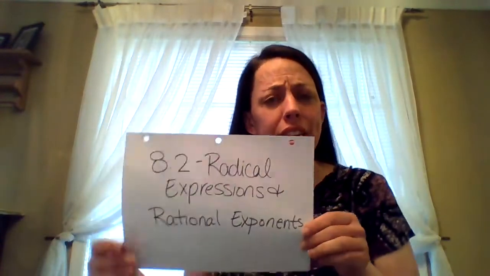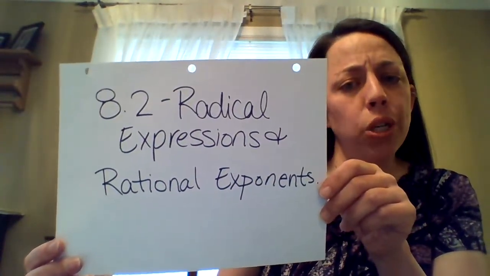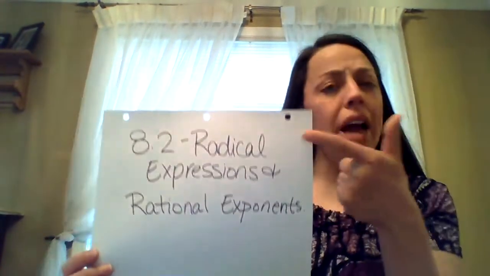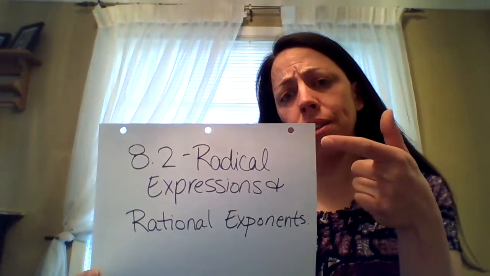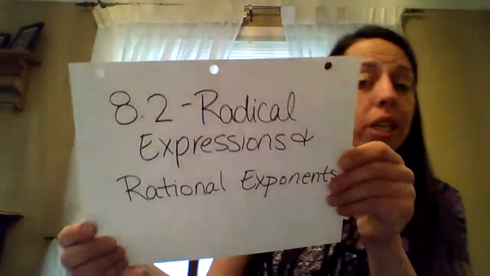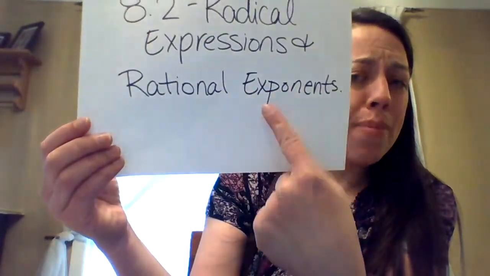I don't think today's lesson is going to be too long, but 8.2 is called radical expressions and rational exponents. So radicals, we should know what a radical is, right? A radical is that square root symbol right there. That right there is just a plain old radical. And so we have radical expressions. We're going to be seeing radicals, but then we also want to make them into exponents.